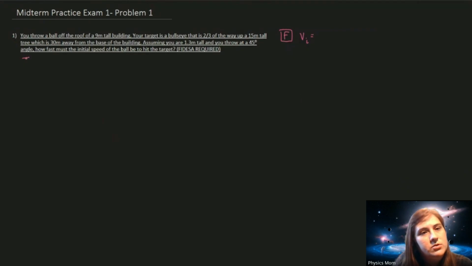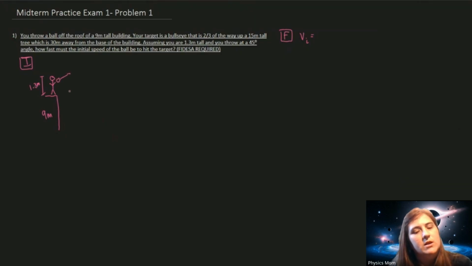An image, let's draw out what's going on with this. So the building we're saying is 9 meters tall. It's not going to be fully to scale, but just so we can get an idea of what's happening. We are 1.3 meters. The ball's leaving our hand at approximately our height. That does not look like a 45-degree angle. This is the initial velocity. That would be the 45-degree angle the ball leaves.